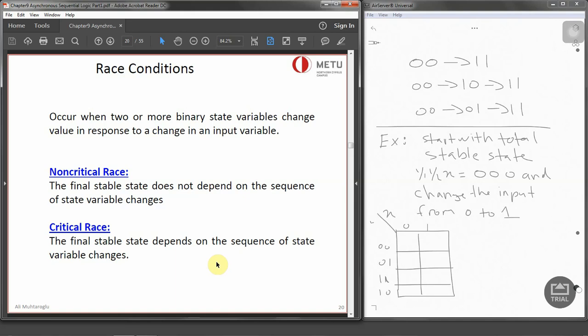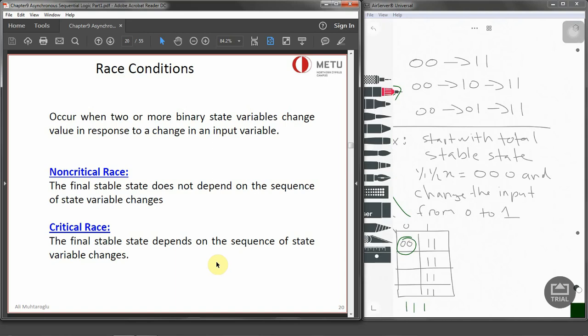So x, y1, y2. Now let us consider the case where we start with 0, 0, then when the input changes, for each state we have 1, 1. The stable state is where it is 0, 0. And the possible transitions that we can have are actually those. So from 0, 0 we can directly go to 1, 1. Or from 0, 0 we can go to 1, 0 and then 1, 1, or 0, 1 to 1, 1. So there are three possible transitions that the state variables may take. And in the end, the final total state is 1, 1, 1.